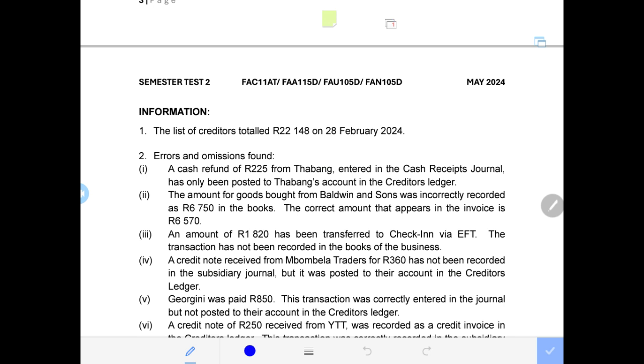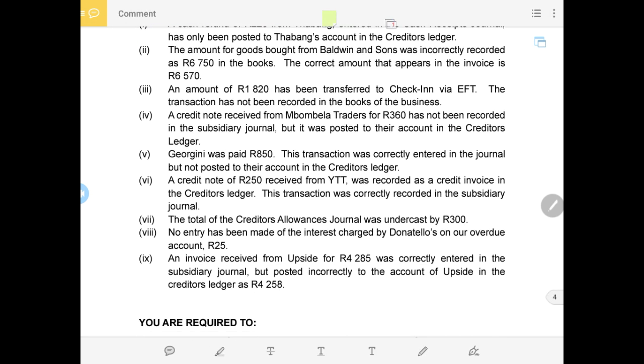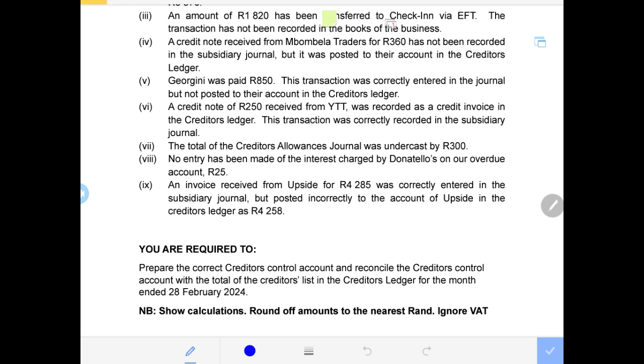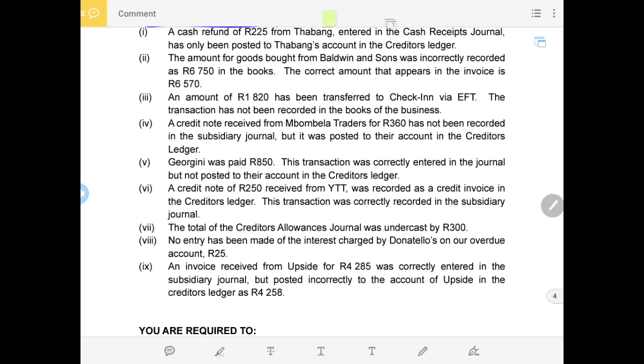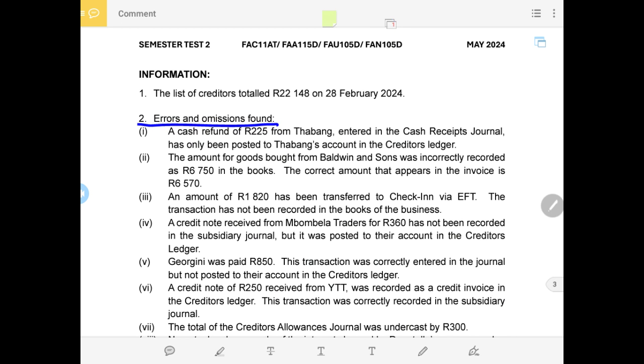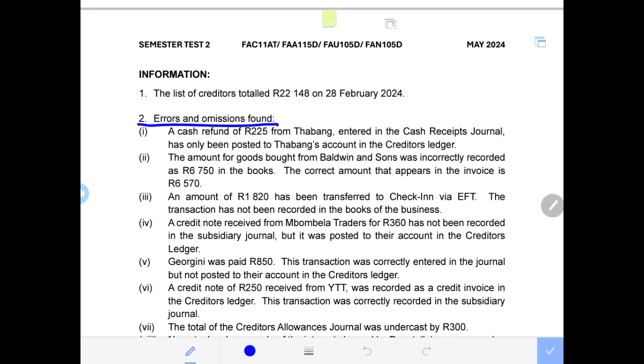Then from number 2, we deal with errors from the first error to the last error. I normally always prefer to go to the requirements, but we already know that we are required to prepare or to correct the creditors control account and reconcile the creditors control account with the total list of creditors ledger for the month of February 2024. So we are required to do the same requirement that I've already begun to do.